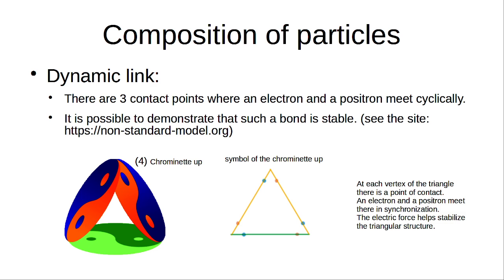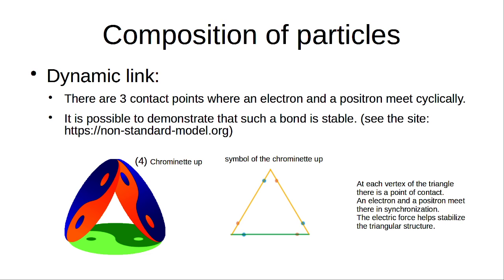Dynamic link. There are 3 contact points where an electron and a positron meet cyclically. It is possible to demonstrate that such a bond is stable. See the website non-standardmodel.org.